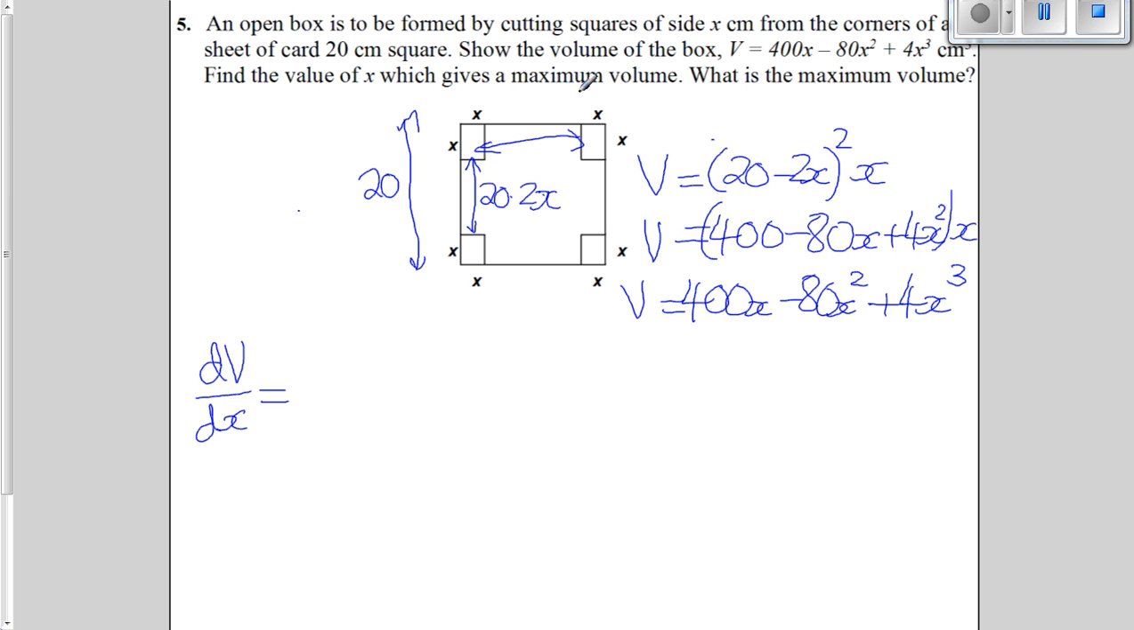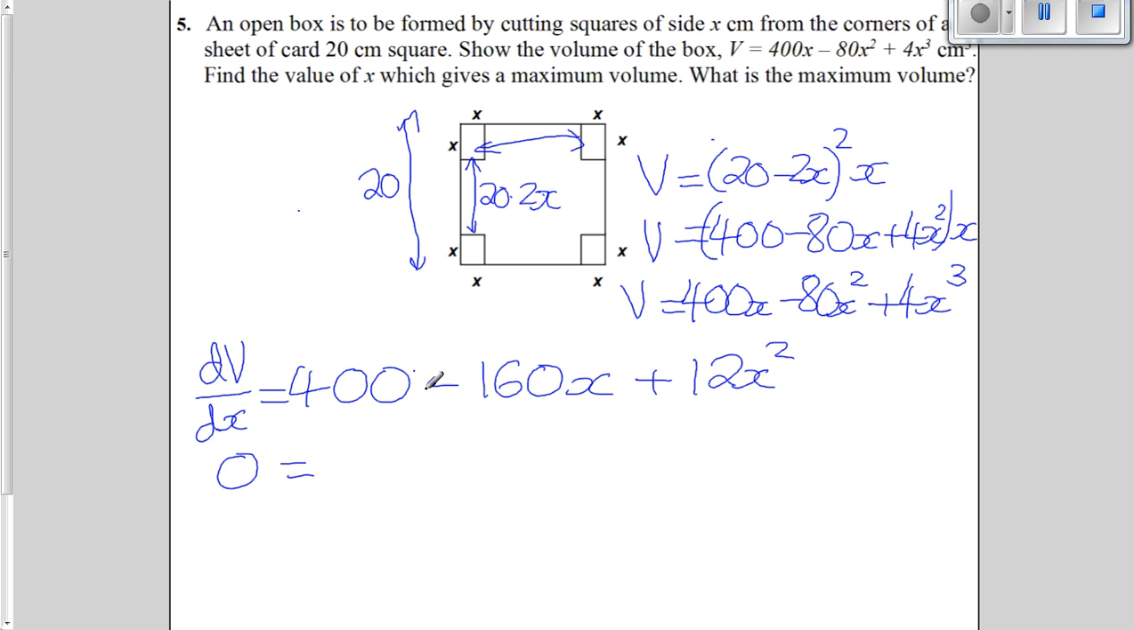Well, it's because we're being asked to find the maximum again. The maximum is when the gradient is 0, so let's differentiate this and find out what happens when it equals 0. We get 400 minus 160x plus 12x squared. We want that equals 0, so that's right, 0 equals.